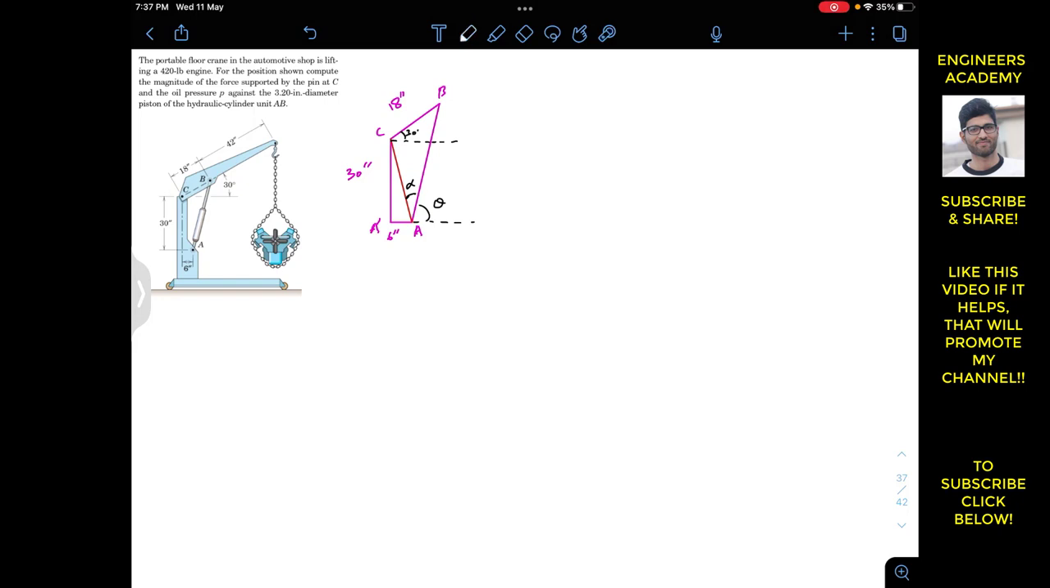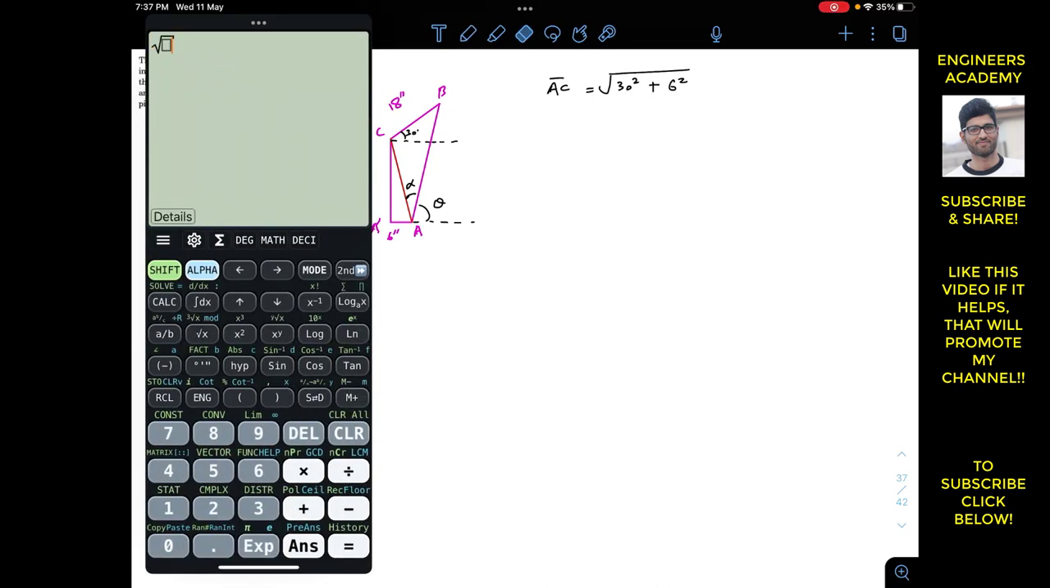Then we can say that AC square will be equal to 30 square plus 6 square, and if you want to find AC we have to take the square root. So 30 square plus 6 square gives us AC length, which is equal to 30.594 inches.